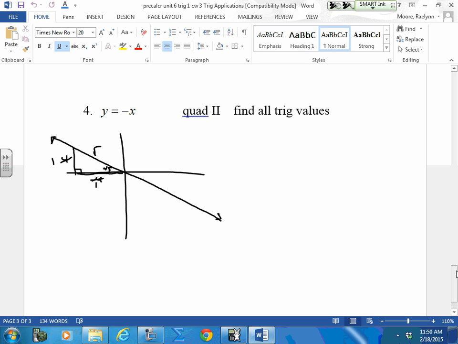So if you wanted to keep life simple, once you realize it's a 45, you can just label 1, 1, radical 2. X over here is negative, that's where the negative comes from. Y is positive, and your R is radical 2. Can you do all your trig functions off of that? You see what we did?